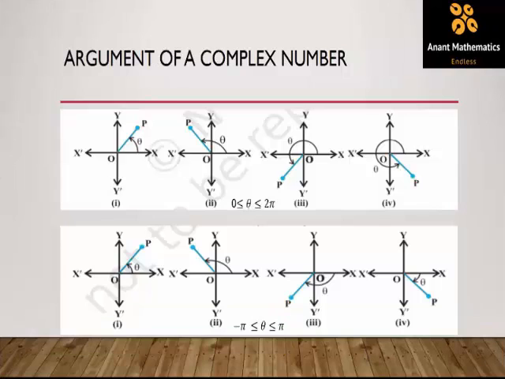In the picture you can see here we have four diagrams. If the point or complex number lies in the third quadrant, then instead of measuring the direction anti-clockwise, we will measure the direction clockwise, as you can see in this figure, to have the angle in the interval minus pi to pi. Similarly, if the point lies in the fourth quadrant, then instead of measuring anti-clockwise, we will measure clockwise only, to have the angle in the interval minus pi to pi.